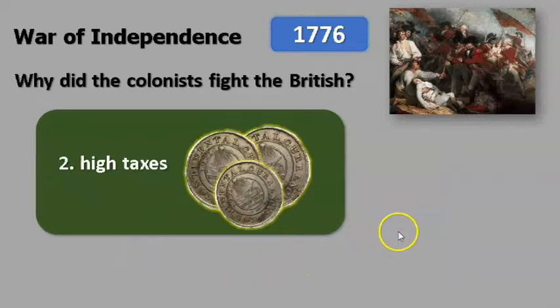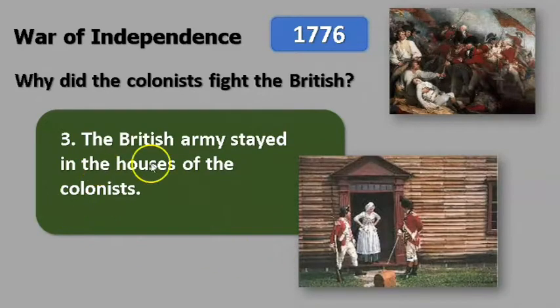Number two, high taxes. The colonists had to pay high taxes, money, to the British government. This didn't seem fair to the colonists, to the Americans. Third, the British army stayed in the houses of the colonists. The army were the men who worked as soldiers here. They had guns and swords. They were prepared to fight. Can you imagine having them in your house when they might be ready to fight you? Most of the colonists wanted the British to go away.